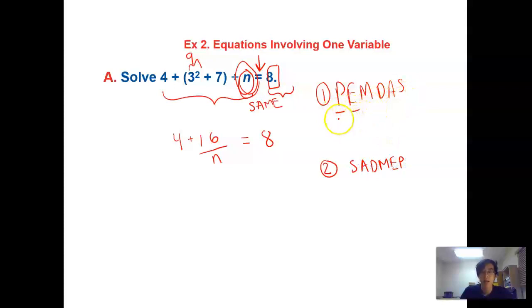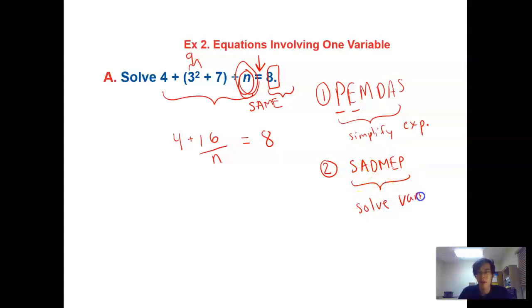So when I use PEMDAS, I use it to simplify expressions. I want to make all the numbers on this side condensed. But when I use SADMET, that is the time when I want to solve for the variable. When I want to get a variable by itself over the equal sign, I need to move some numbers around. So I'm going to start off with any subtraction or addition I can get rid of first. There's this 16 plus 4, and it's being added, so let's get rid of the addition first.